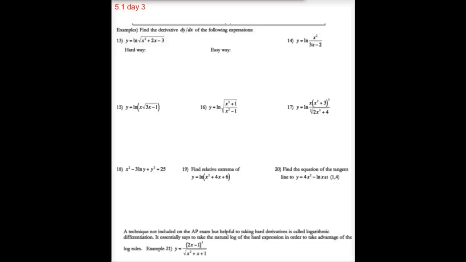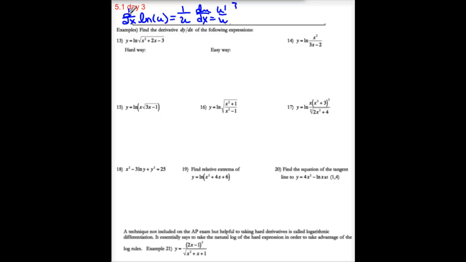So this is 5.1, day 3. We're just going to do a little bit more work on doing our derivative of the natural log function. So a couple things to remember here up on the top, that the derivative with respect to x of the natural log of a function of x is equal to 1 over that function times its derivative. Equivalently, u prime over u.